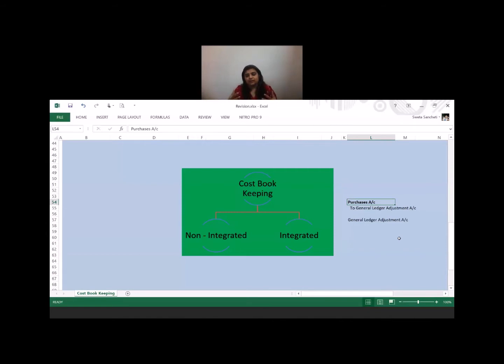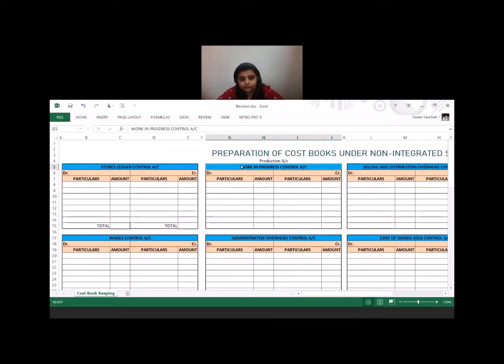Some people find this chapter very difficult because of a lot of entries, but you can crack this chapter very easily if you remember the cost sheet. If the cost sheet is in your mind, this chapter is going to be very, very, very simple for you. Let's see how. I've already prepared some ledgers for you, and now I'm going to rush you through all these ledgers. Remember the cost sheet.